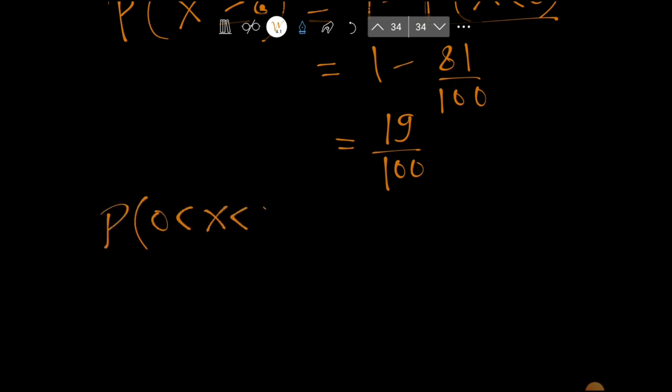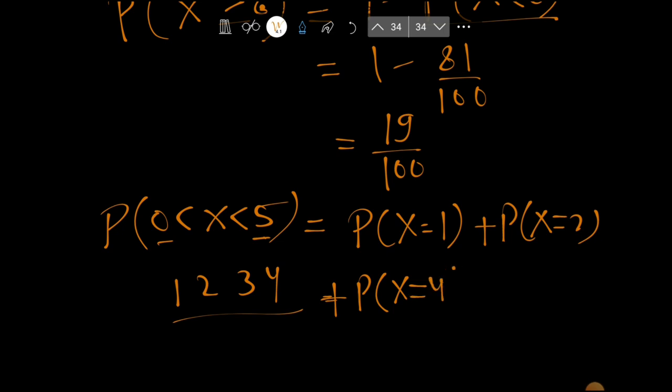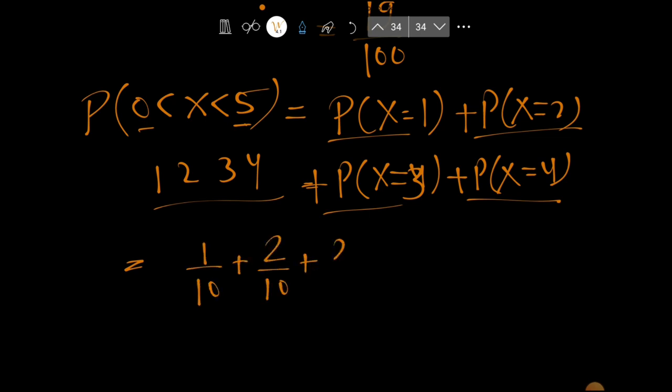Now we find x between 0 and 5. So simply the values 1, 2, 3, 4. So x is equal to 1, x is equal to 2, x is equal to 3, and x is equal to 4, and then we can sum up these values. The value of x equal to 1 is 1 by 10, then 2 by 10, 2 by 10, and 3 by 10. And the answer is 4 by 5.